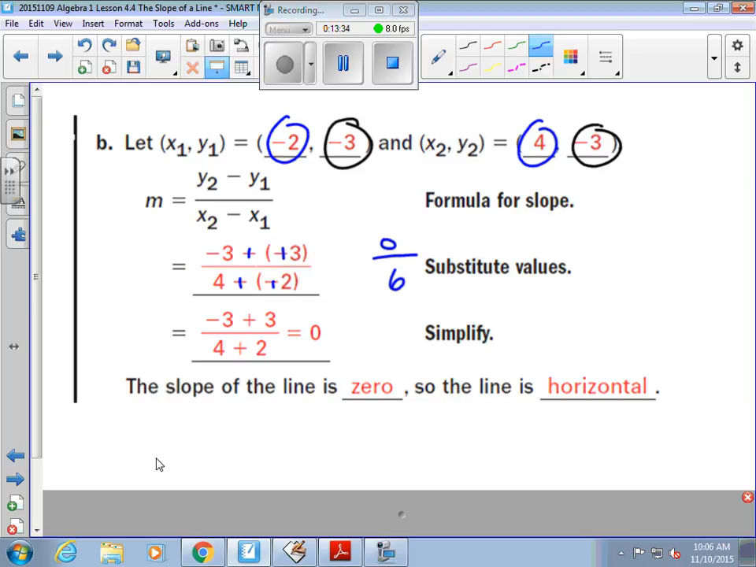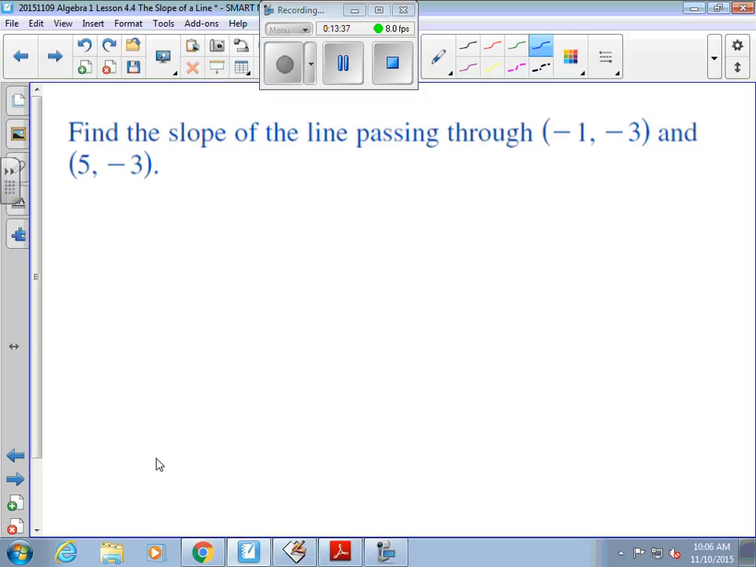Again, on the back, find the slope of this one. Negative 1, negative 3, and 5, negative 3. Take about 30 seconds on this one.